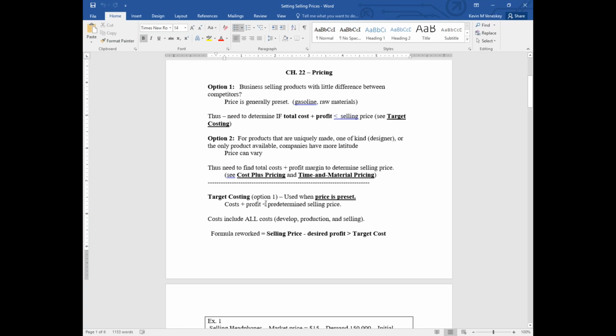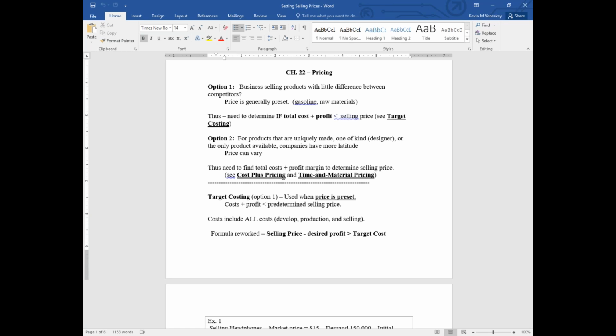We'll take an example of that here in just a second, but I wanted to introduce then the second option, and that's when you sell a more unique product and you can vary with your price. So therefore, setting your selling price is the last thing you'll do. You will figure out what is the profit you want to achieve. Then you'll figure out how much costs are involved to make your product, your unique item, and then add your profit plus your cost to then get your selling price.